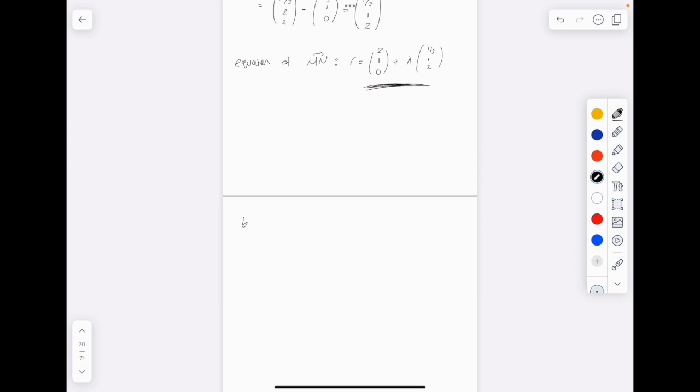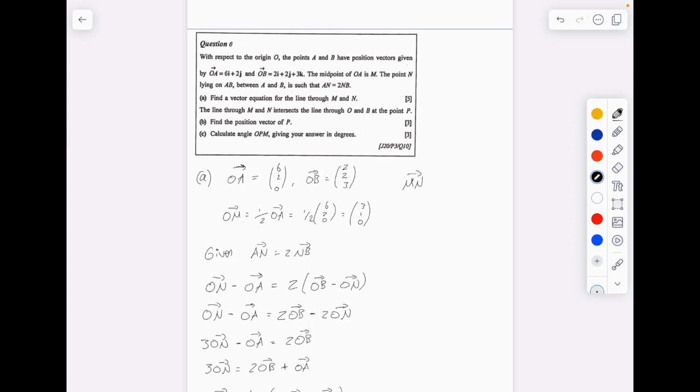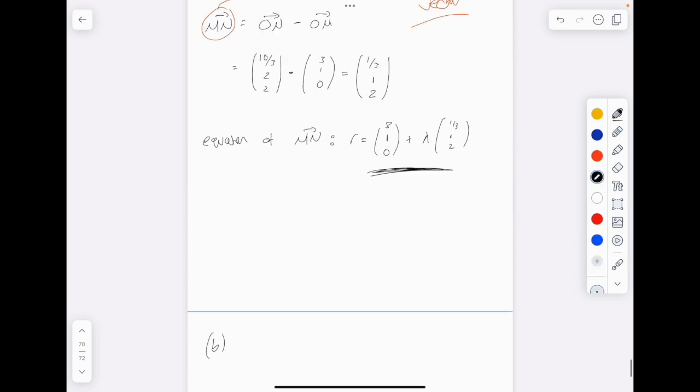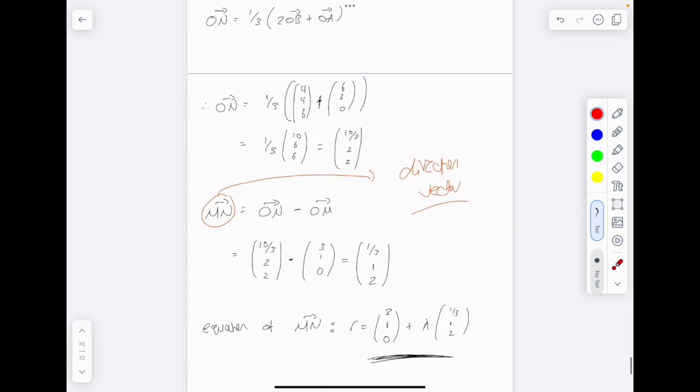Now what about for number B? Find the position vector of P, so in other words OP, right? So we're told that the line MN intersects the line through OB at the point P. Okay, so first off, the line OB, okay, because that's effectively what this is about. O and B, the line through O and B.